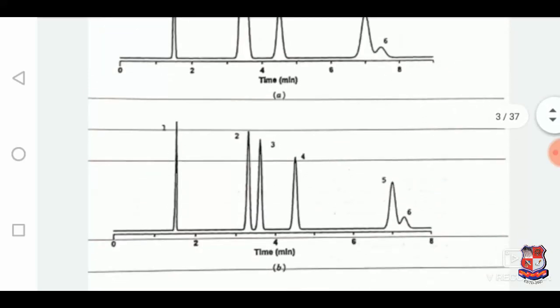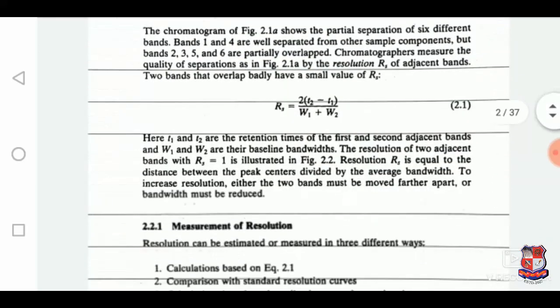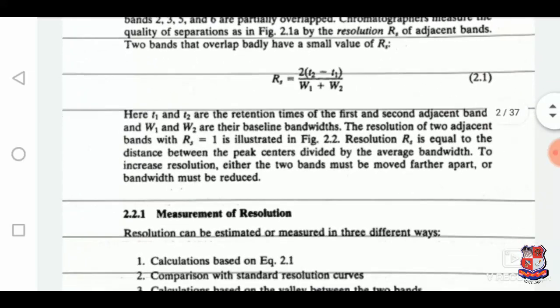Band 1 and band 4 are well separated from other sample components, but bands 2, 3, 5, and 6 are partially overlapped. So we need to consider the resolution term. This is a general equation for that, and in that T1 and T2 are retention times of the first and second adjacent bands. W1 and W2 are the baseline bandwidths, and for that the resolution is equal to 1.